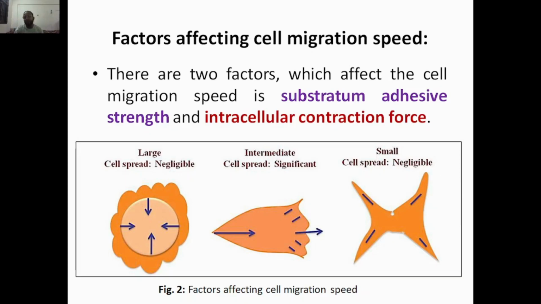So in order to have a proper or significant cell spread, the substratum adhesive strength should be in cooperation with the intracellular contraction forces, because if the force is too high and the strength is too adhesive, attachment is too low, that is also a problem. If the force is too low and adhesive is high, that is also a problem. And if both are incorporated with each other, then it's called intermediate cell spread, which will be significant, or else it will be negligible. So these are the factors affecting the cell migration speed.